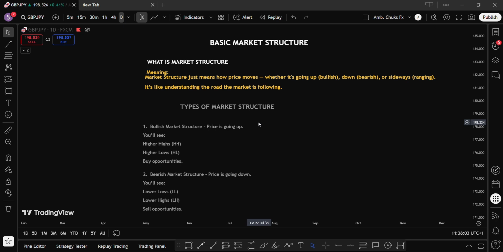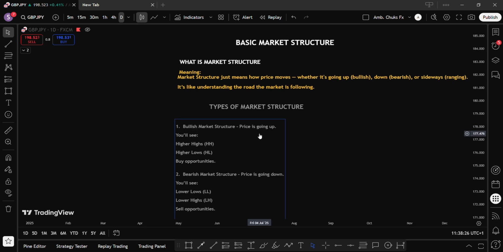The second one is bearish market structure. This is when price is going down, when price is breaking lows, when we are having lower low, lower high, lower low, lower high. Please don't get confused with higher highs and higher lows and lower highs. I'm going to explain them with a diagram. Whenever price is making lower lows in a bearish trend, that means you look for an opportunity to do what? To sell.